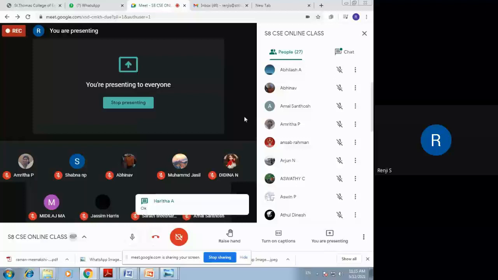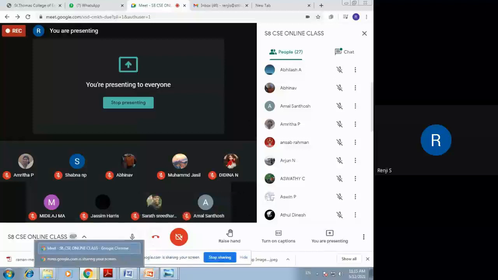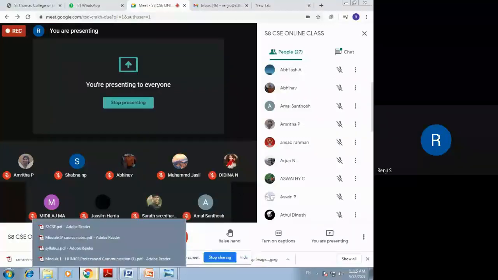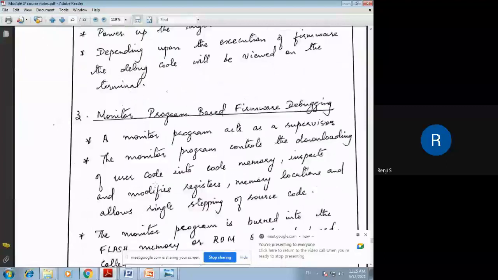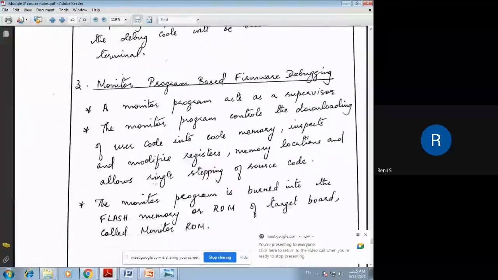Okay. So that is the first method, the incremental EEPROM burning technique. This method is for testing and debugging firmware. And the second method is a monitor program based firmware debugging.